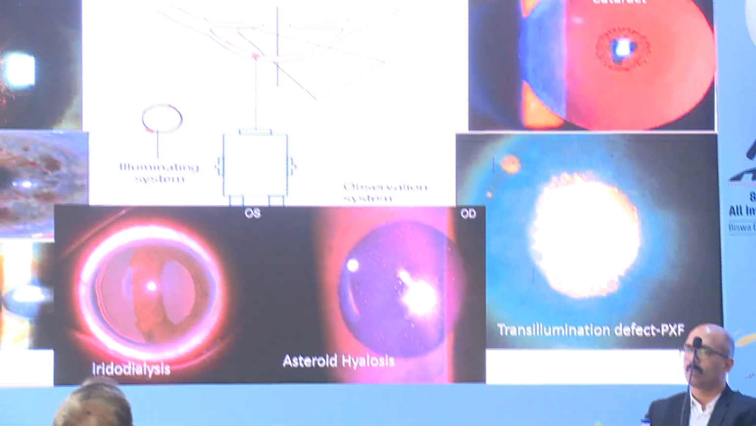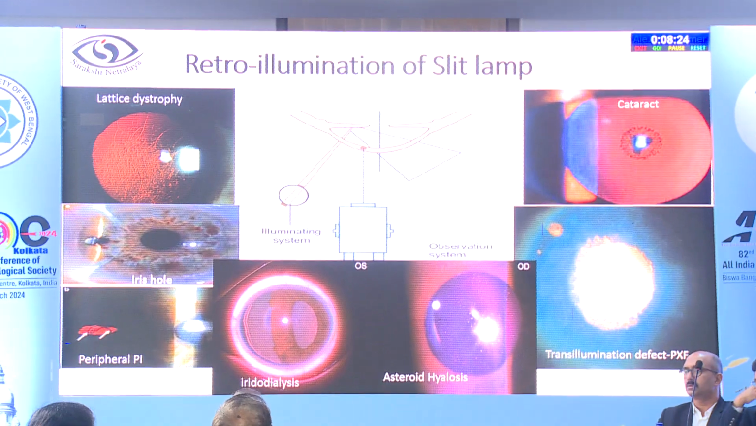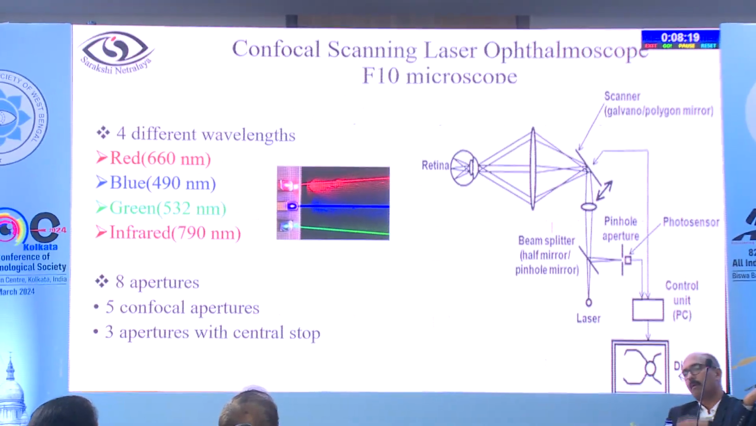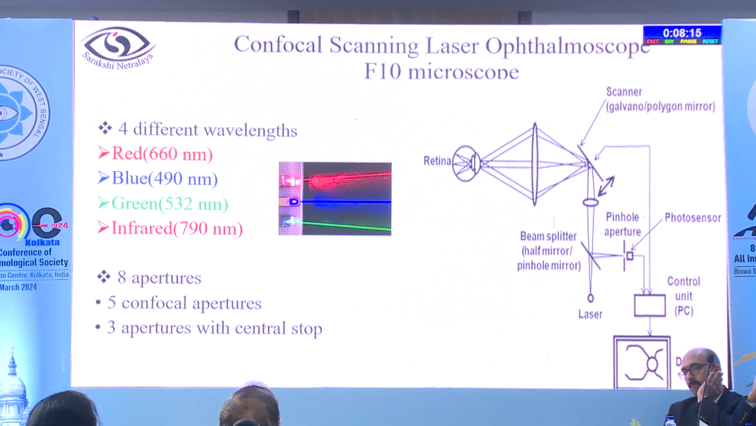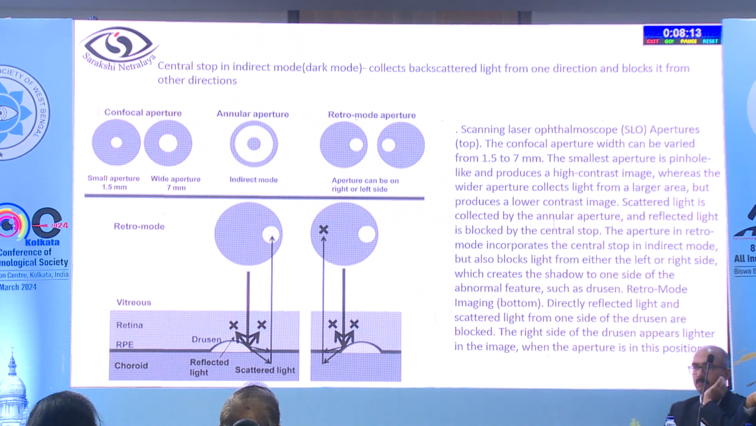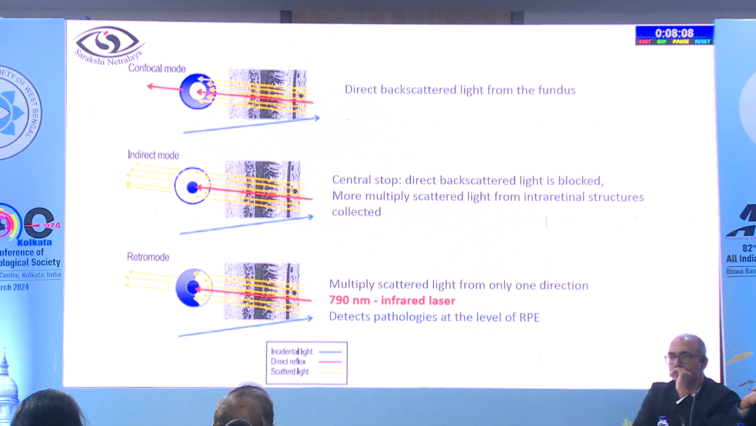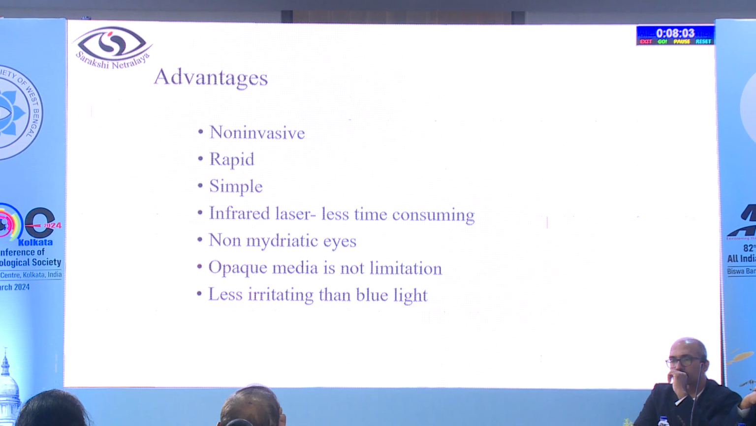This concept is borrowed from retroillumination of the slit lamp, which sees the structures behind the iris. It uses 4 lasers and has 8 apertures, that is 5 confocal and 3 apertures. The specificity is that the apertures are laterally deviated, so it always collects the light only from one direction. The advantages are that it is non-invasive, uses an infrared laser, and can also be used in non-mydriatic eyes.